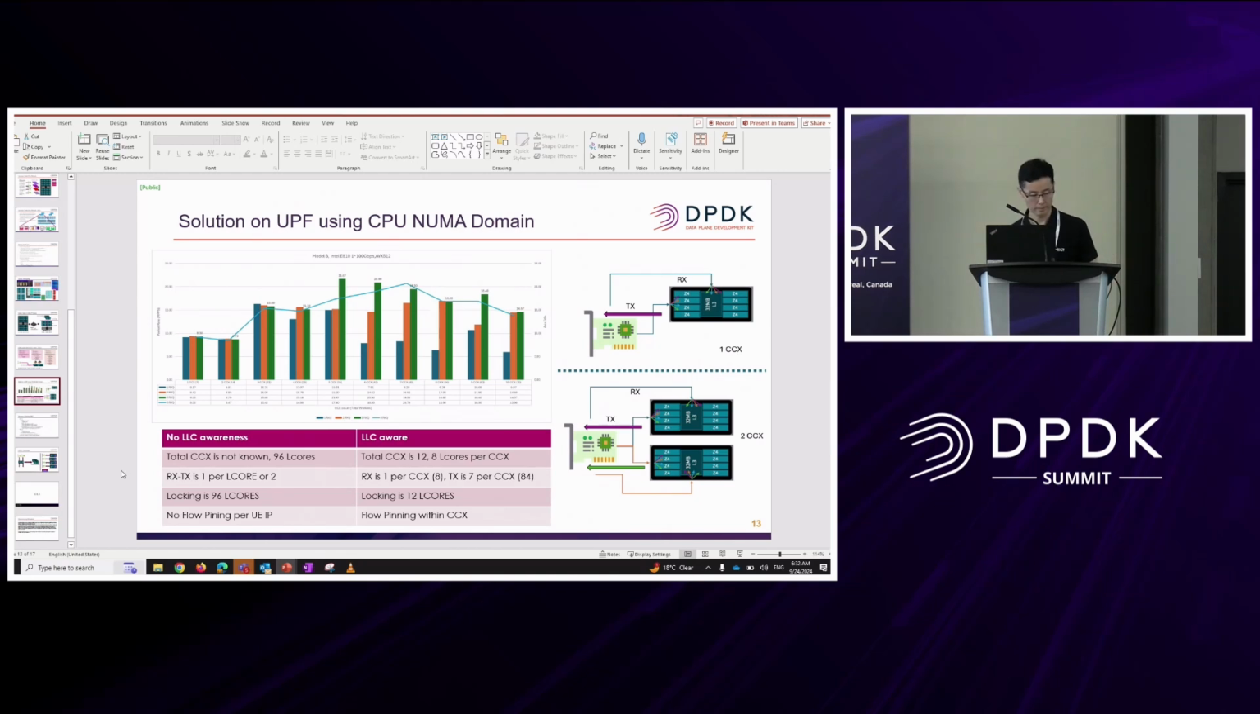Then we started looking at how the hierarchical QoS stage was working. So those were the two major changes that we did.